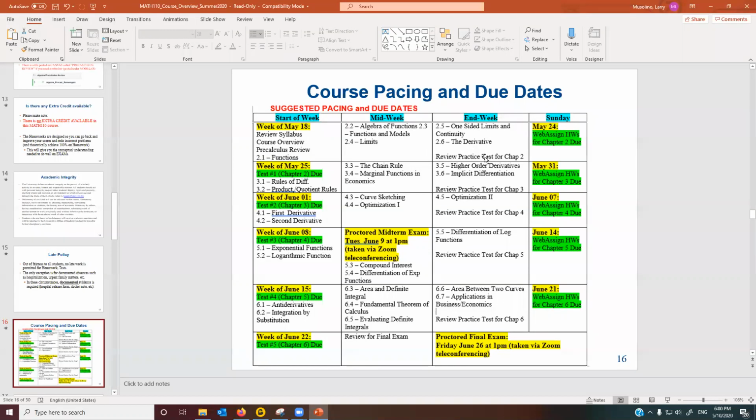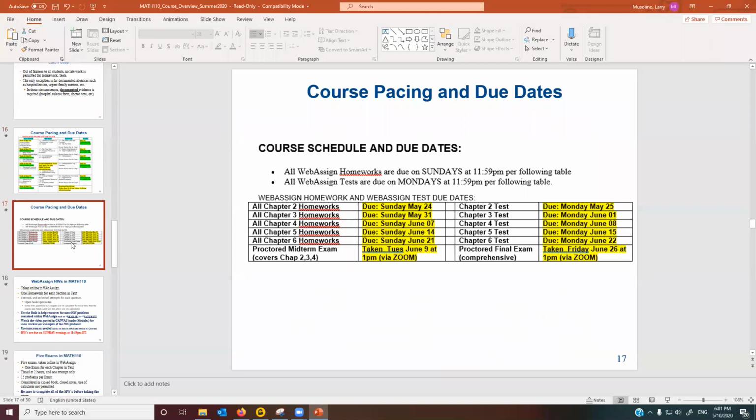There's also going to be a practice test available in Canvas that you can look over. Then notice on Mondays, there's chapter tests due in WebAssign. For example, on May 25th, that's a Monday, test number 1 is due that covers chapter 2. Okay, our proctored midterm exam is going to be Tuesday, June 9th at 1 p.m. That's going to be held using Zoom teleconferencing. If you can't attend for whatever reason, let me know that. We'll work out some alternate arrangements.